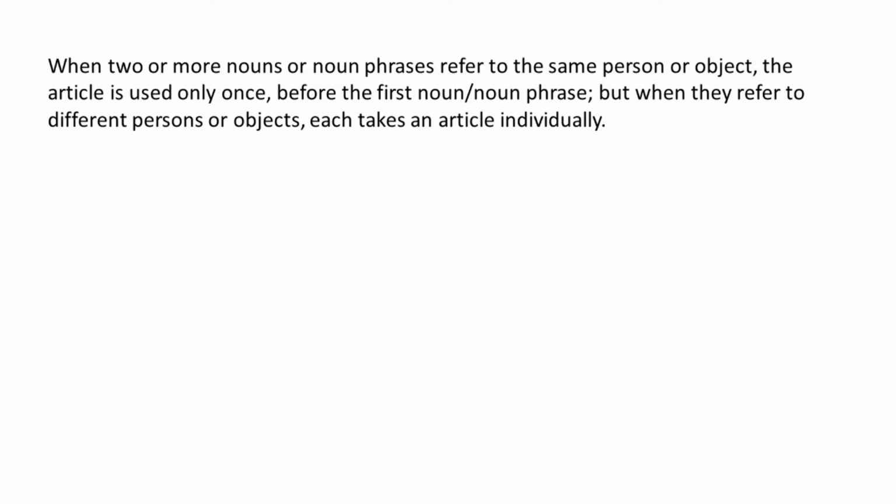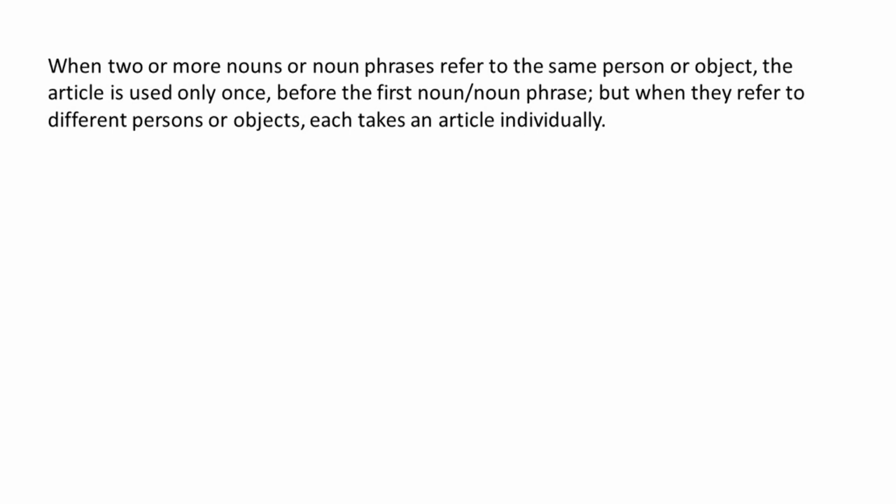Students, one last rule regarding the use of article is as follows. When two or more nouns or noun phrases refer to the same person or object, the article is used only once before the first noun or noun phrase. But when they refer to different persons or objects, each takes an article individually.